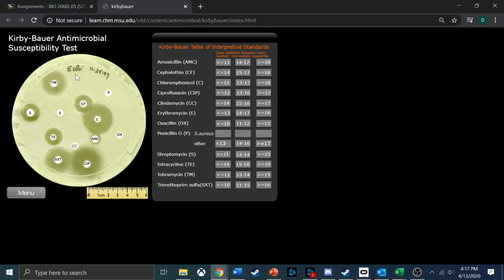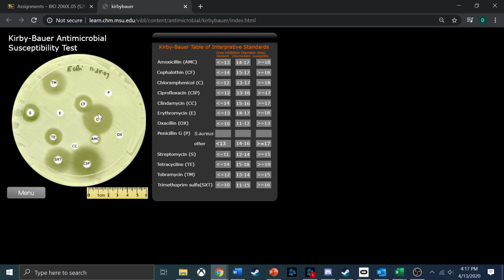This is how the test is normally performed: you take your plate and streak your organism completely on there. You fill up the plate with growth, and then you place these discs that contain the antibiotic or antimicrobial agent that you're testing. Then you'll have these rings, or zones of inhibition, where there's no growth because the antimicrobial agent is stopping the growth of this organism.